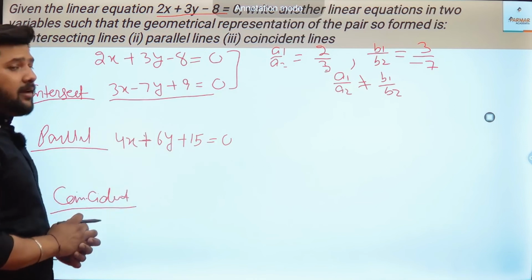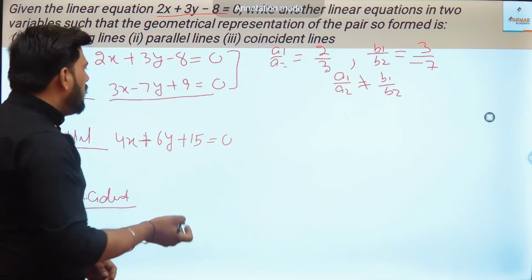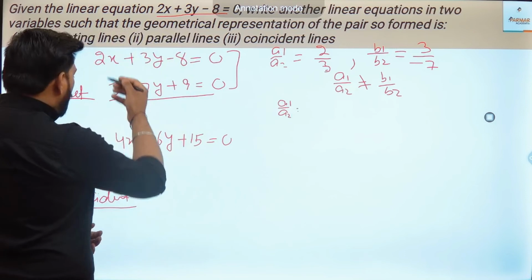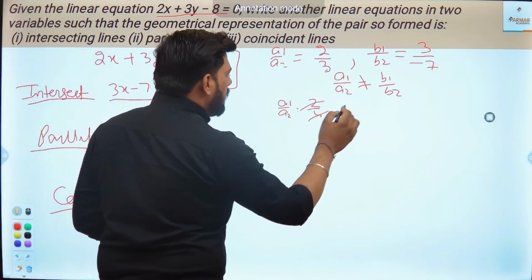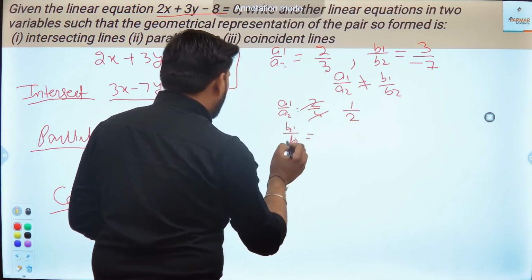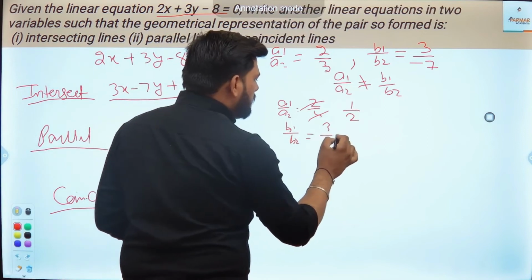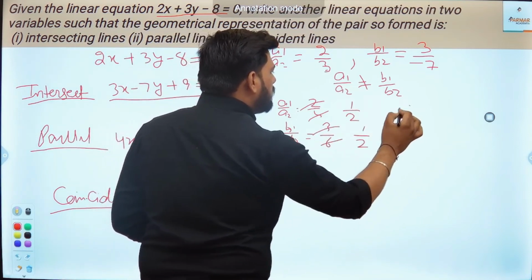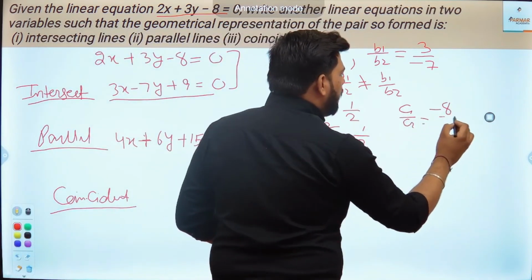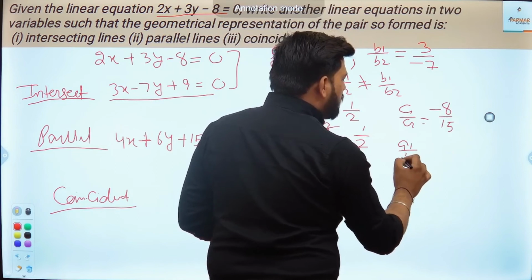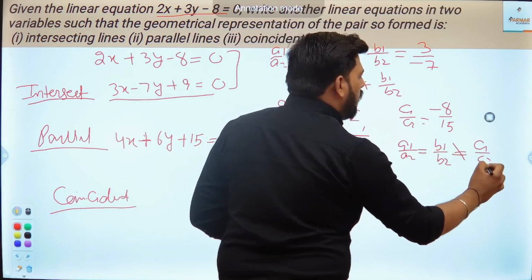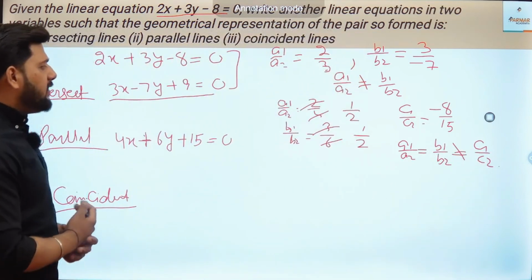This is the second equation. Now check, are they representing parallel lines? Yes or no? So again, ratio a1 by a2 is equal to 2 upon 4, that is 1 by 2. b1 by b2 is 3 upon 6, again 1 by 2. c1 upon c2 is minus 8 upon 15. So here the first two ratios are clearly equal, but the third ratio is not equal. So these two lines represent parallel lines.